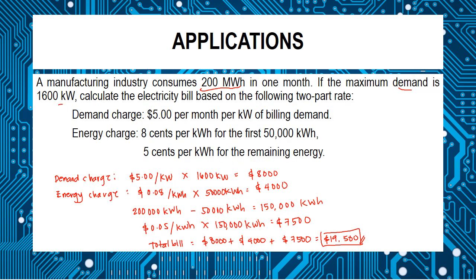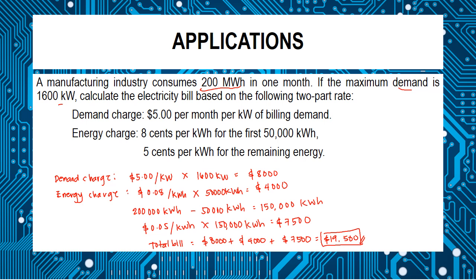We have here a sample problem. A manufacturing industry consumes 200 megawatt hour in 1 month. If the maximum demand is 1,600 kilowatt, calculate the electricity bill based on the following two. Demand charge, $5 per month per kilowatt of billing demand, and then the energy charge is 8 cents per kilowatt hour for the first 50,000 kilowatt hour, 5 cents per kilowatt hour for the remaining energy.